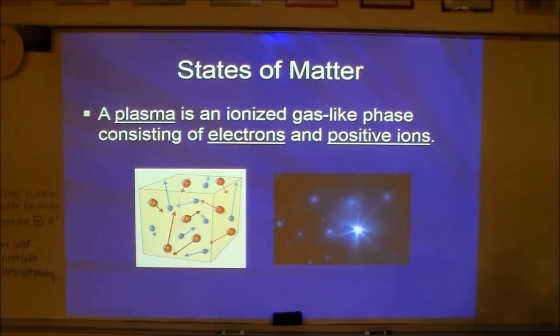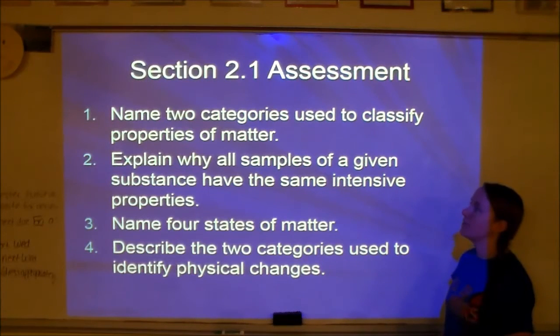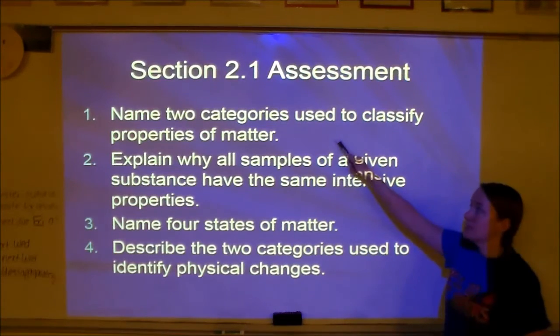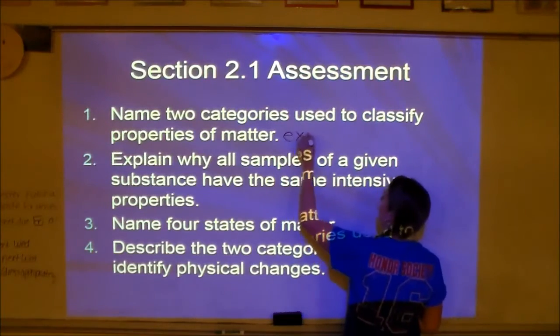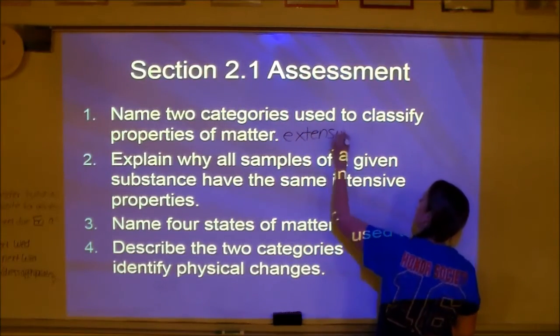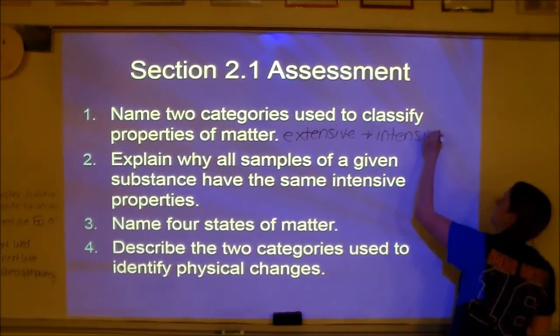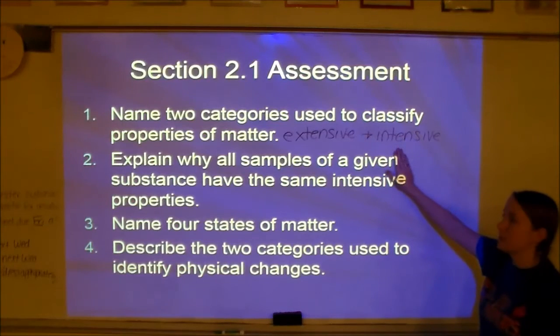All right, so let's look at this section assessment. So it says, name 2 categories used to classify properties of matter. Well, the 2 categories we talked about were extensive and intensive. Okay, remember, extensive depended on the amount, intensive depended on the type. Okay, so we have extensive and intensive. All right, so extensive depended on the amount, intensive depended on the type.